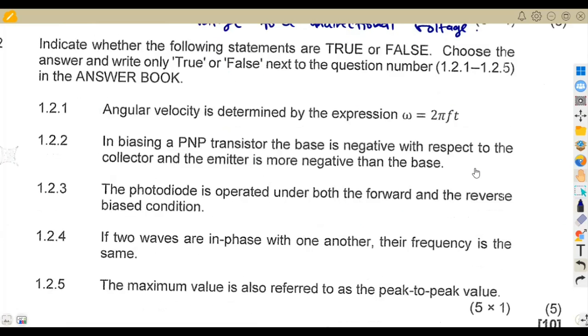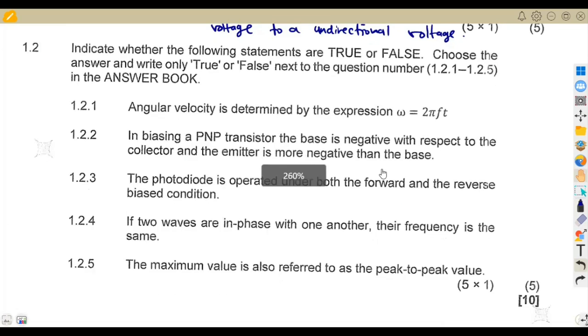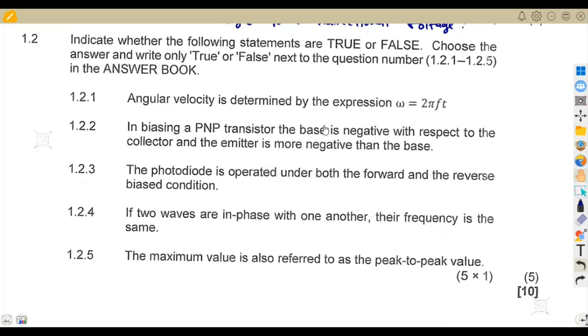So that was just 5 marks for that, just to work with your definitions and so forth. 1.2, indicate whether the following statements are true or false. Choose the answer and write only true or false next to the question number. All right, let us start with the first part.